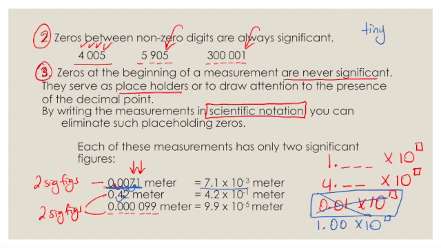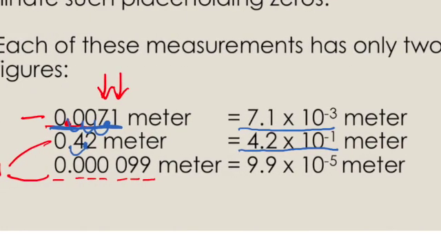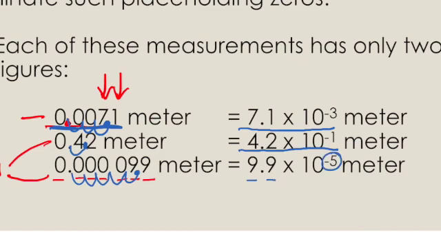Tiny numbers, you're going to have numbers that are smaller than 1. You're going to have 10 to the negative something. Large numbers, numbers greater than 1, you're going to have 10 to the positive something. All right, so 0.42 is going to be 4.2 times 10 to the negative 1, and 0.000099, let's see if I can make this bigger because it's getting all jumbled up. Let's see, 1, 2, 3, 4, 5. So that's a tiny number, so it's going to be 9.9 times 10 to the negative 5th meters.